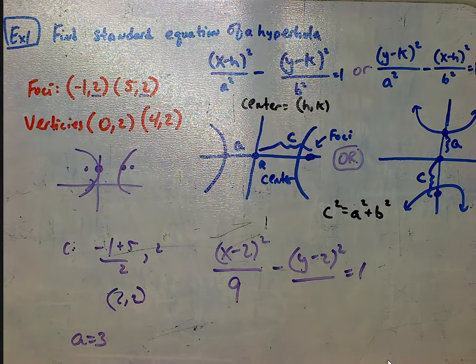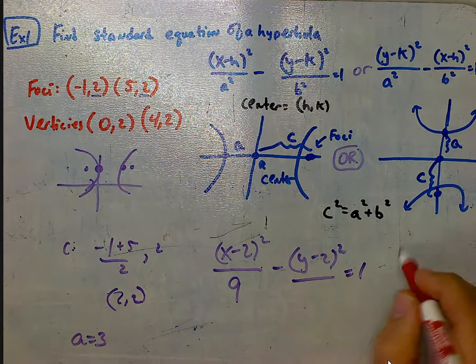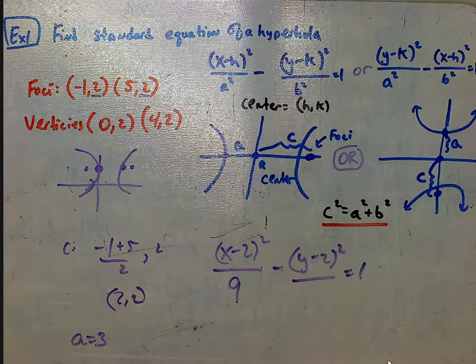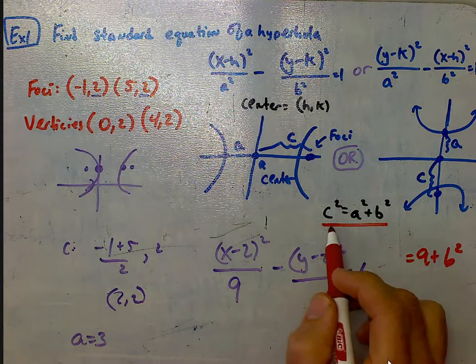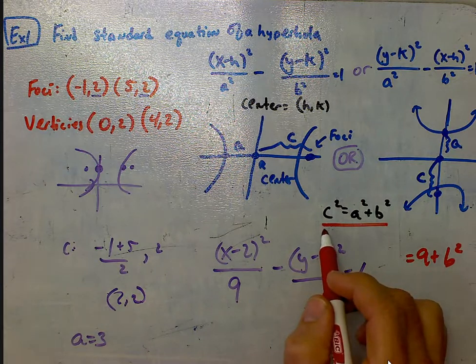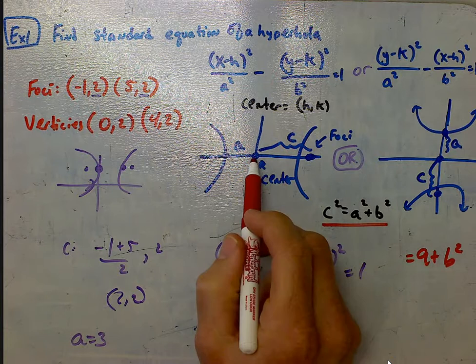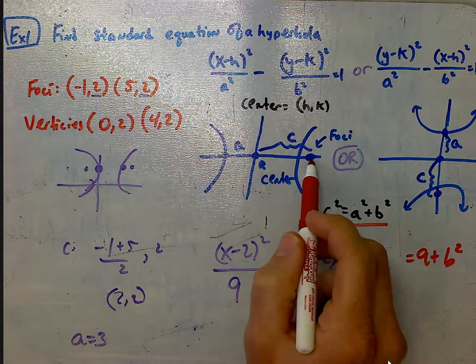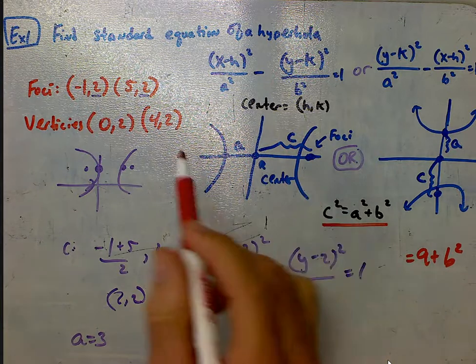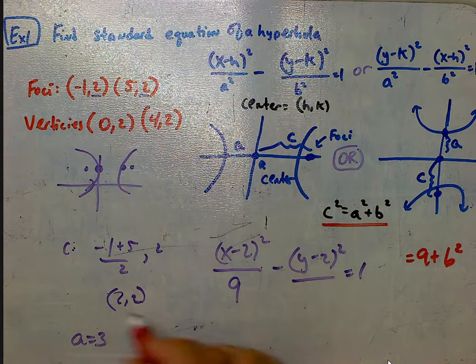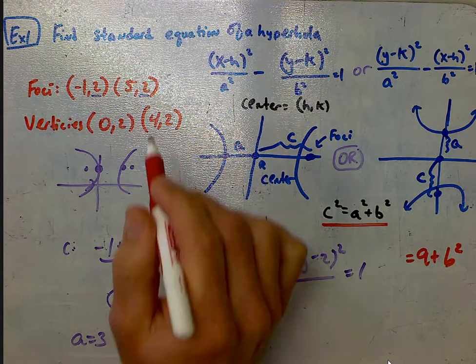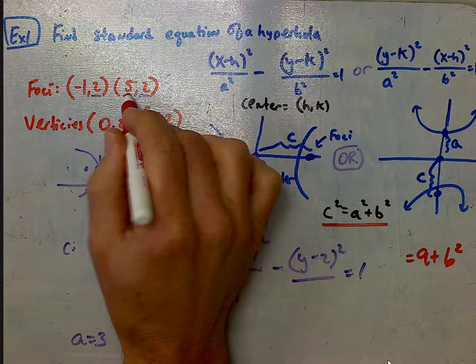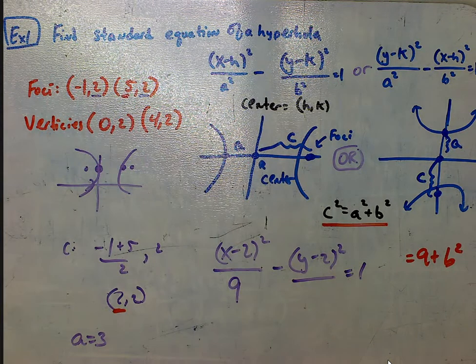To find b squared, I have to use the formula c squared equals a squared plus b squared. To find c, c is the distance from the center to the foci. So the center has an x of 2. The foci has an x of 5, so it's actually 3 away.